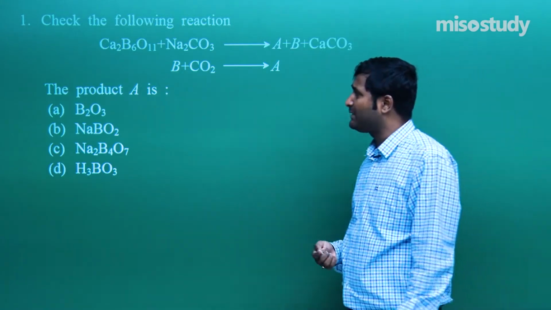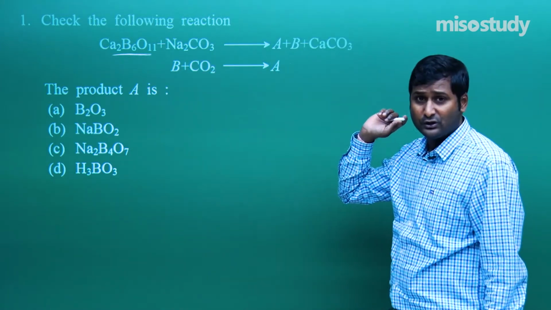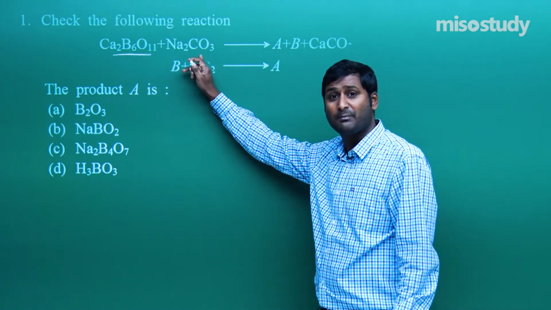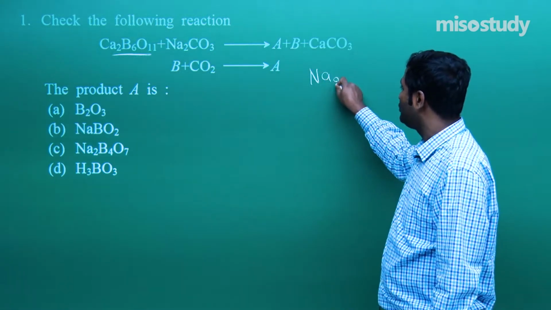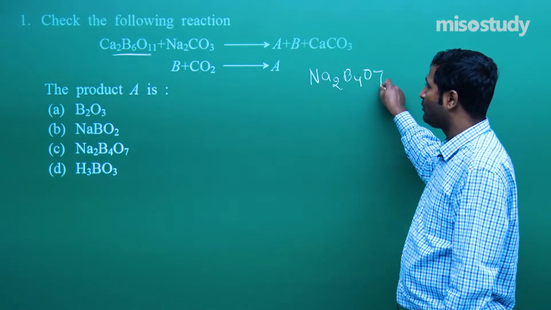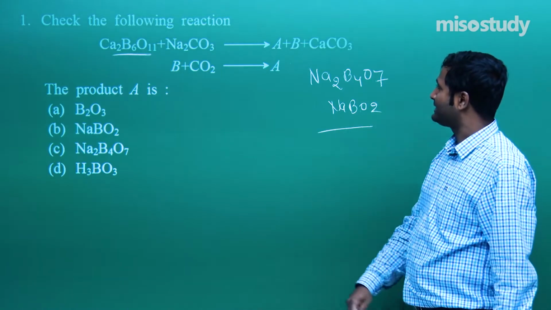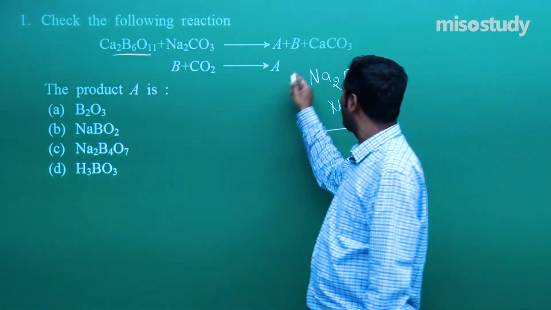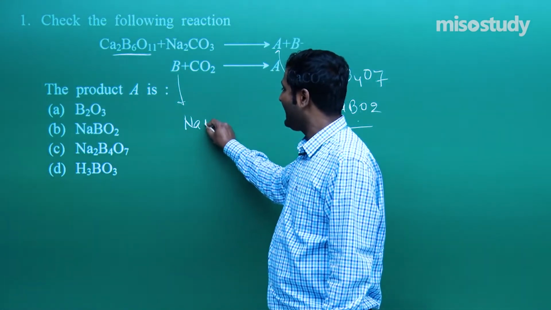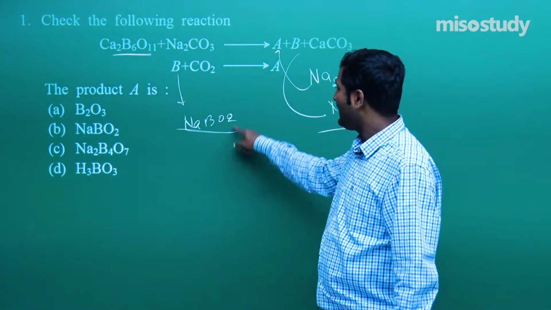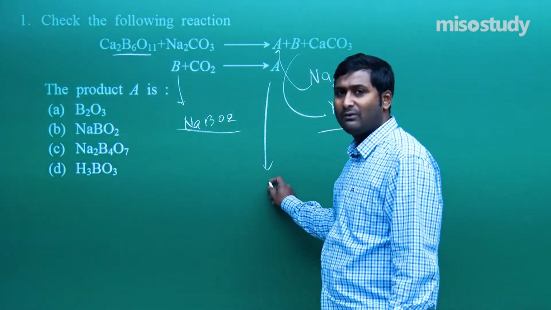First of all, we have to complete the reaction. This is colemanite. When treated with Na2CO3, this is one of the most important methods for the preparation of borax. It will give you Na2B4O7 and NaBO2. This NaBO2 is B and this one is A. And when NaBO2 is treated with CO2, then what will happen?